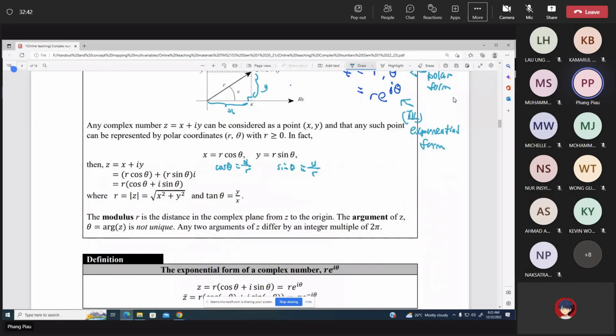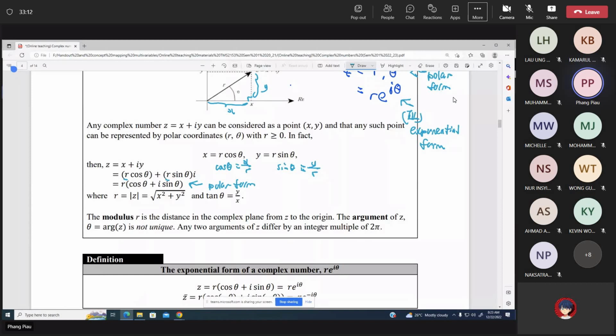Then what you need to do is just substitute. This is very straightforward. You substitute into your x, and substitute into your y. It doesn't matter whether the i is in front or at the back. Then you see this is the common factor. You just set it up and you get this. So this is the polar form that we have. And r, of course, is the modulus.